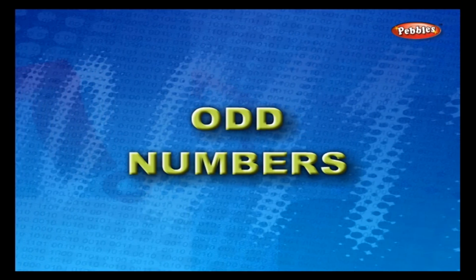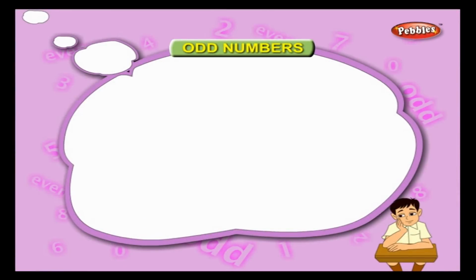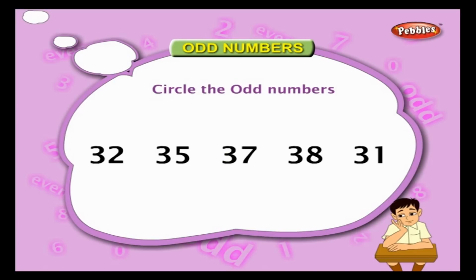Odd numbers. Numbers ending with 1, 3, 5, 7 and 9 are called odd numbers. Let us now circle the odd numbers in the given 5 numbers. 32 ends with 2, so it is not an odd number. 35 ends with 5, so it is an odd number. Circle it.